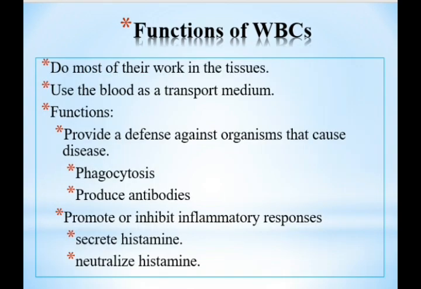White blood cells do most of the work in the tissues. They use the blood as a transport medium. They provide defense against organisms that cause disease. They can also eat the invaders, which is phagocytosis. They can produce antibodies. They can promote or inhibit inflammatory responses by releasing or neutralizing histamine. Histamine is a chemical that causes allergic responses. When histamine is released, you start sneezing and you get inflammation.